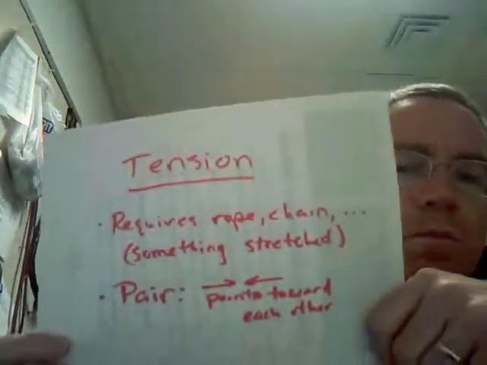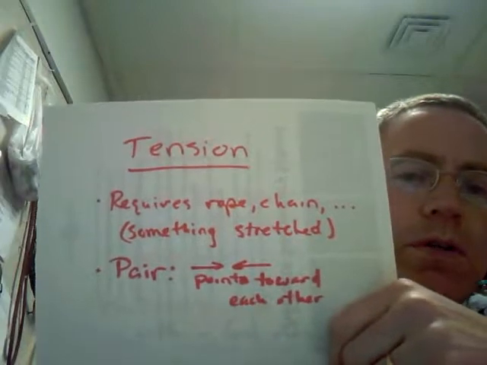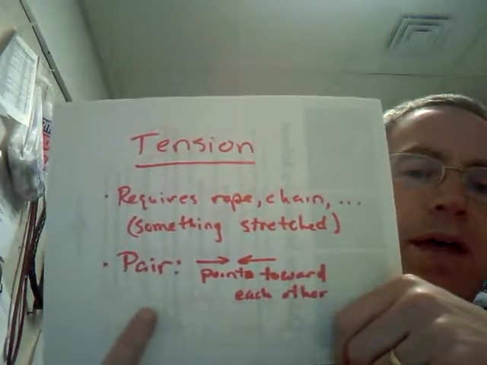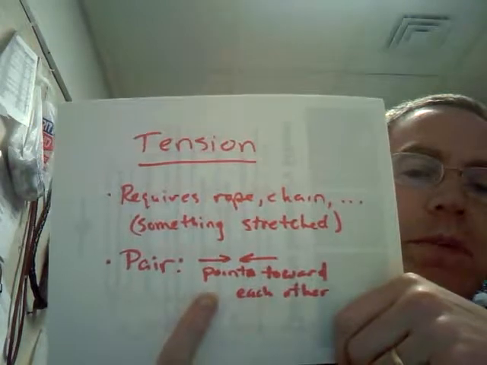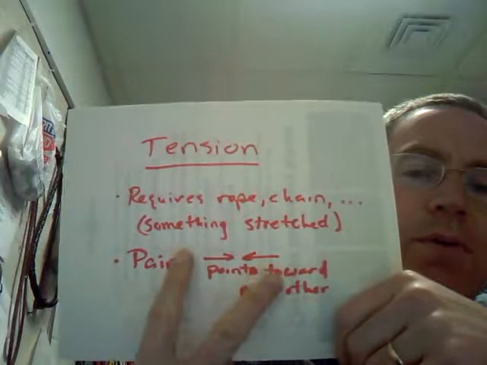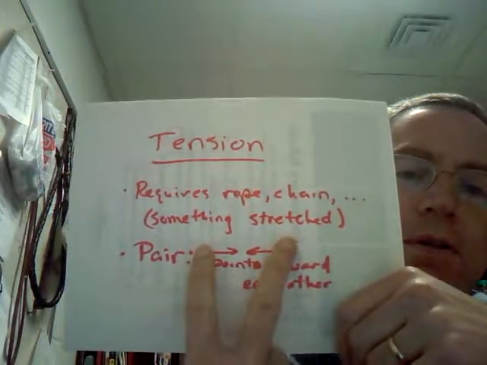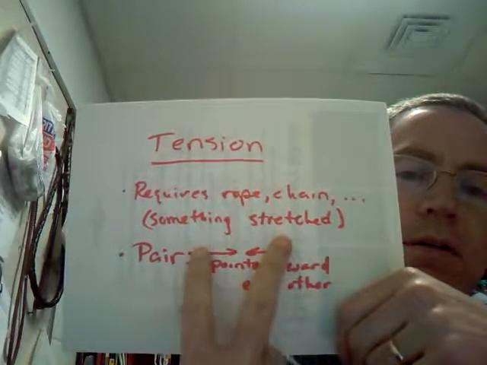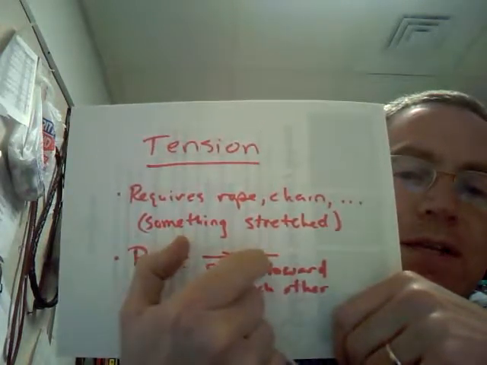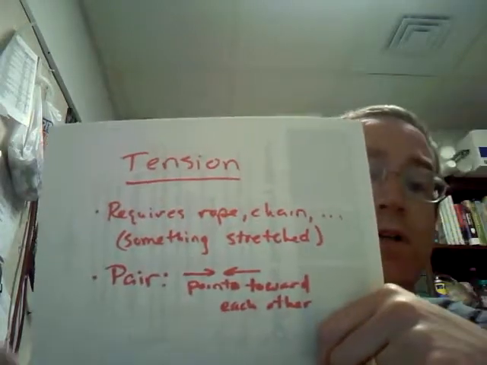Next, T, tension. Tension requires a rope or chain, something that's stretched. So generally in a force diagram problem, if you've got a rope or a chain, you can bring in tension. The big thing about that is that the pair of forces always point towards each other. And again, they're acting on two different objects. So I have two different objects here, and tension is basically pulling the objects tight, stretched towards each other.